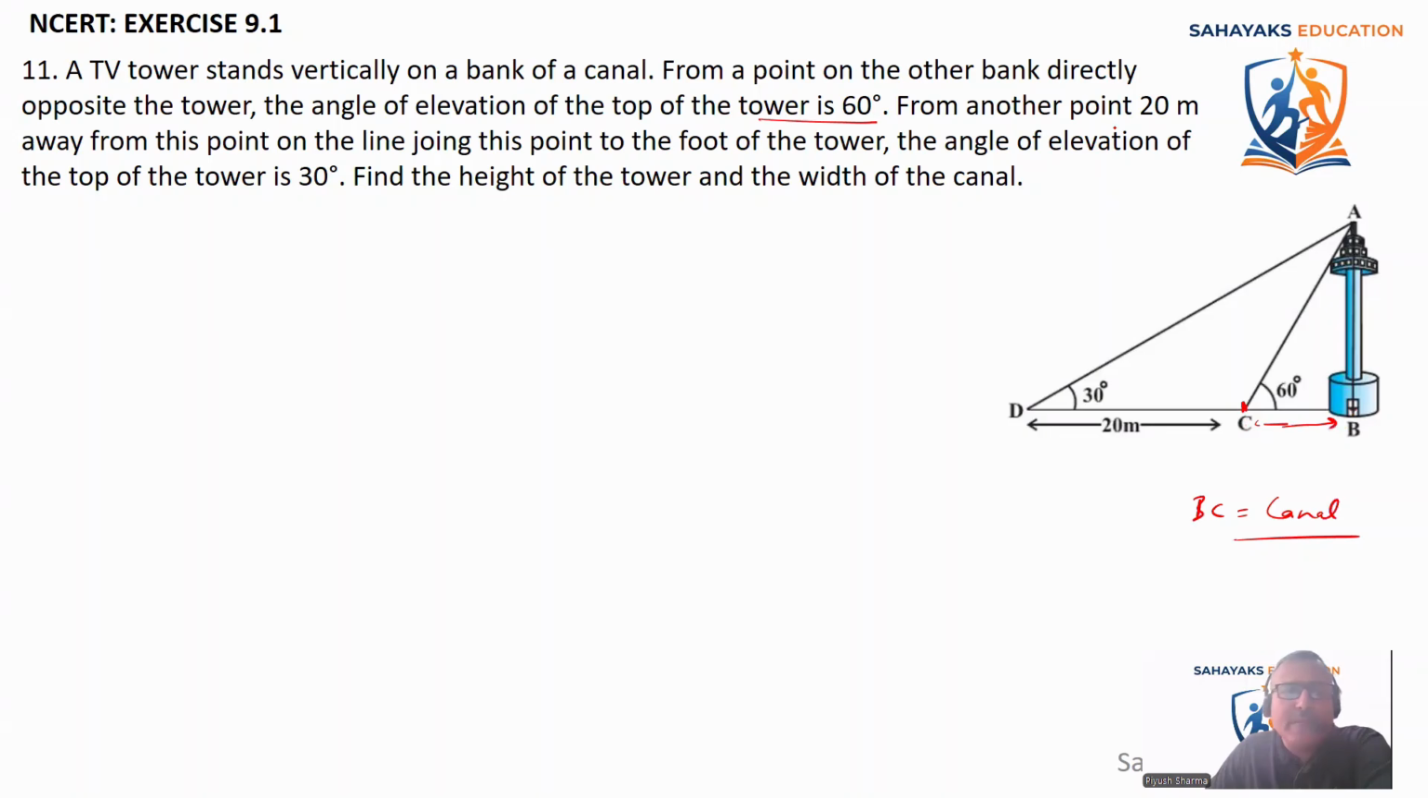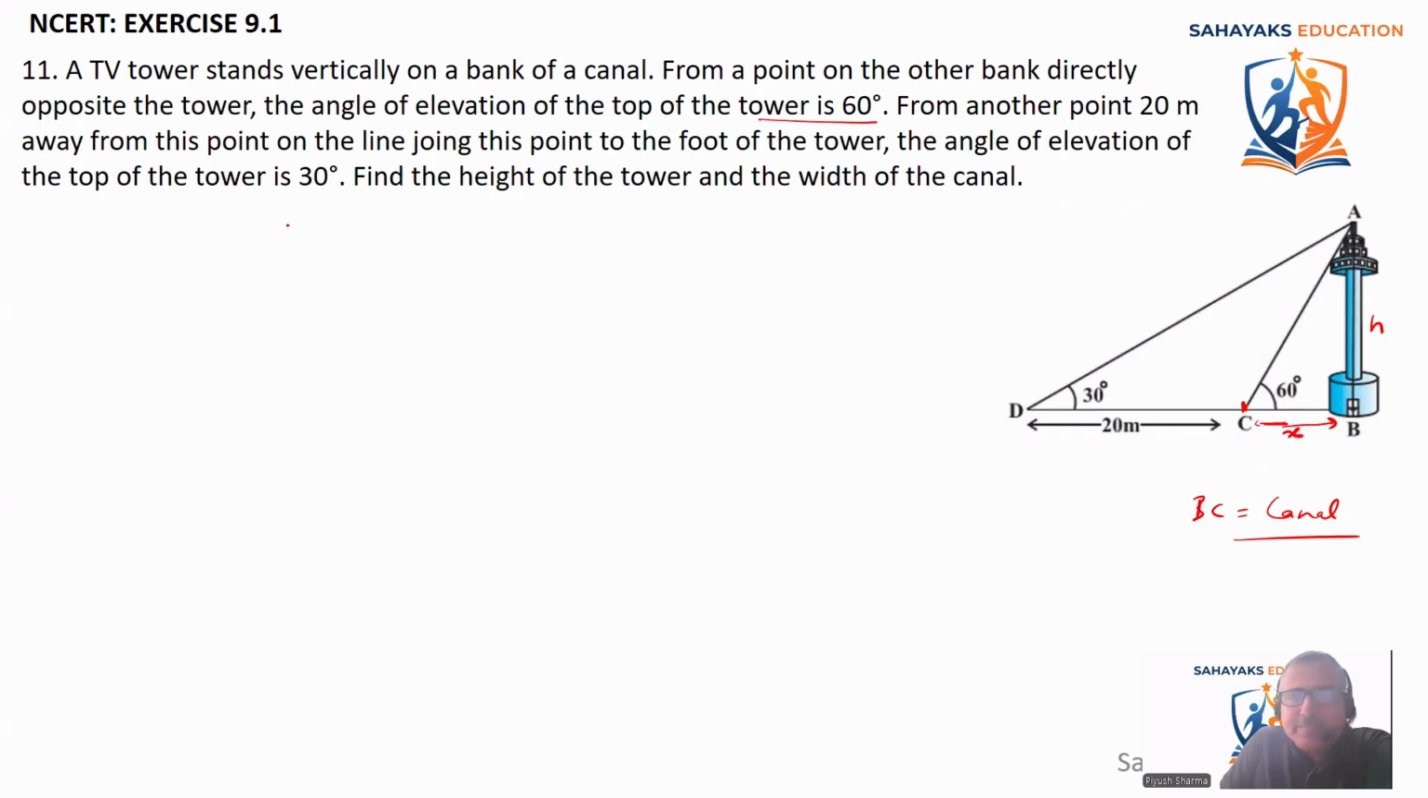From another point 20 meters away from this point, on the line joining this point to the foot of the tower, the angle of elevation of the top of the tower is 30 degrees. Find the height of the tower and the width of the canal. So we have to find x and h. x is the width of the canal and h is the height of the tower. Let's first take triangle ABC.